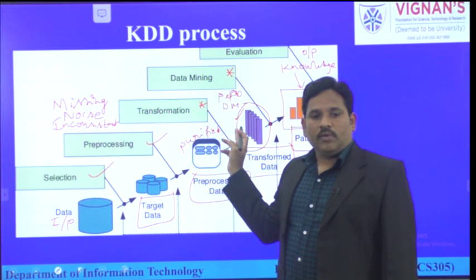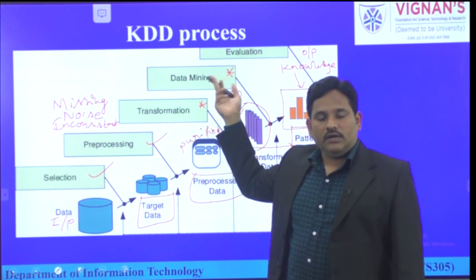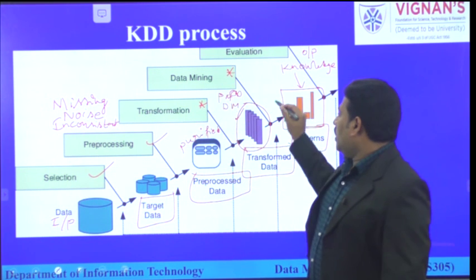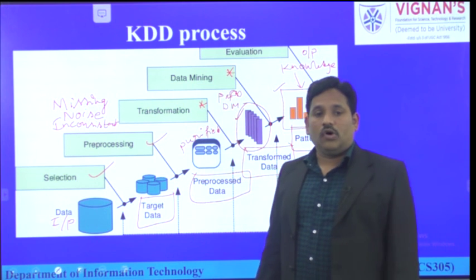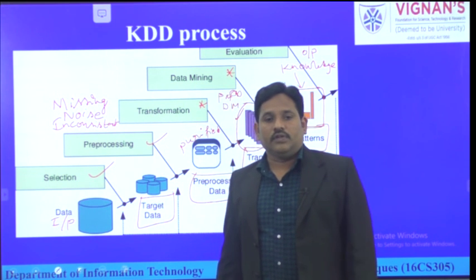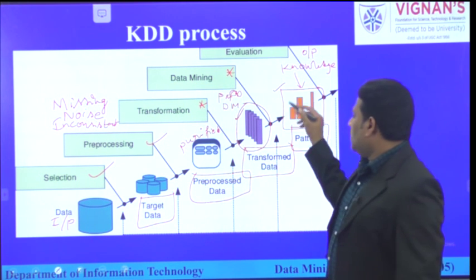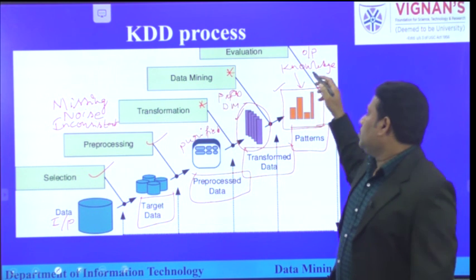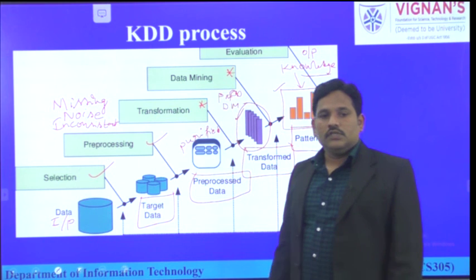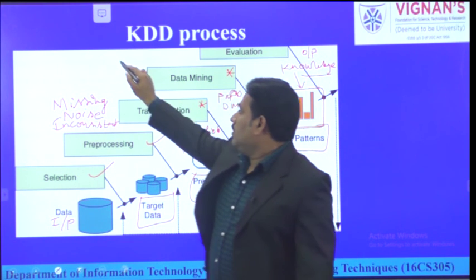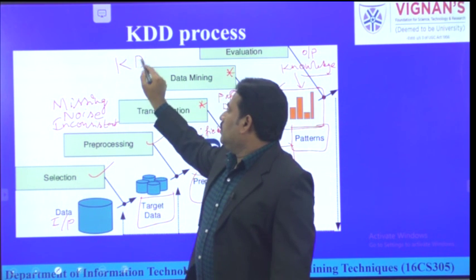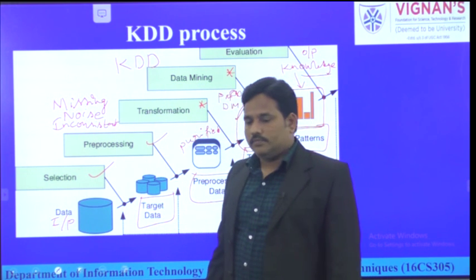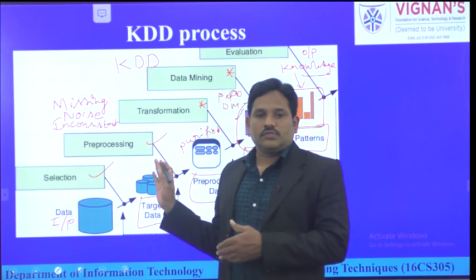On this transformed data, we can apply either predictive modeling or descriptive modeling as a data mining algorithm, and the output of that phase has been derived in the form of a pattern, or you can say visualized information has been given, and this can be evaluated to extract the knowledge. So this process is called the KDD process, knowledge discovery from large databases.